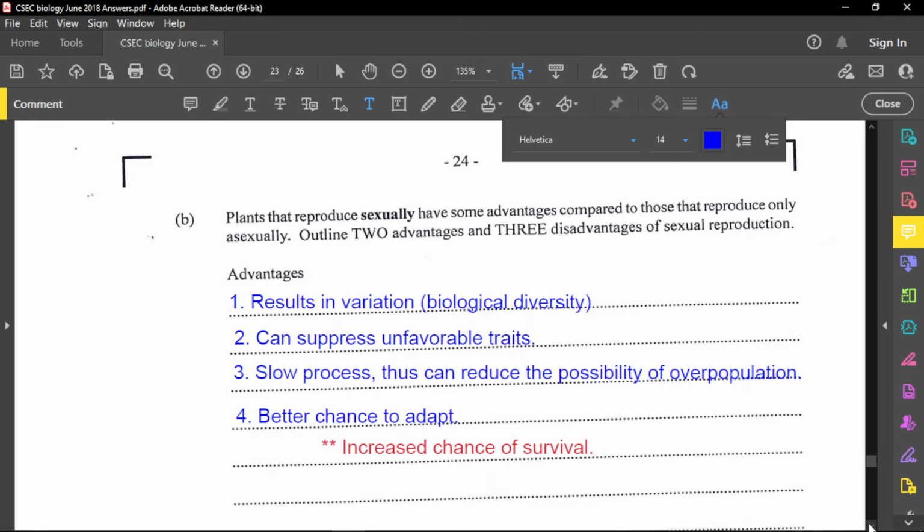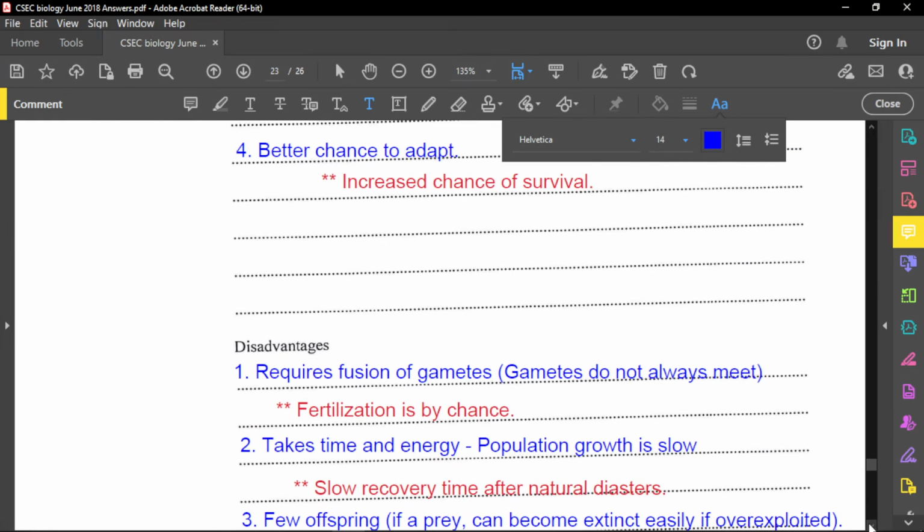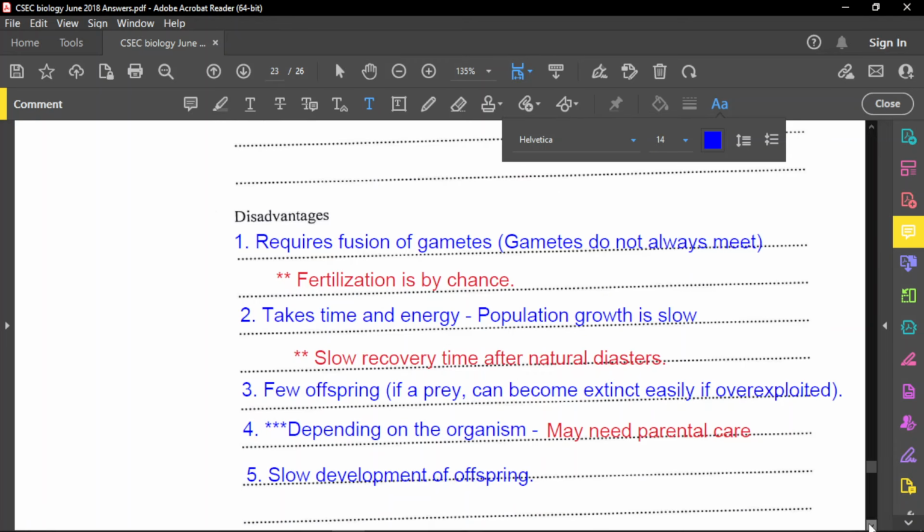Again, stating disadvantages and advantages is based on how you state them, because either one can be used for the other. A disadvantage of sexual reproduction is that it requires fusion of gametes. A point to note here is that gametes do not always meet. Fertilization is always by chance, so there's only a chance that the male gamete may reach a female gamete. It's not a guarantee. Also, the gametes may not always be viable. Just make a note of that.